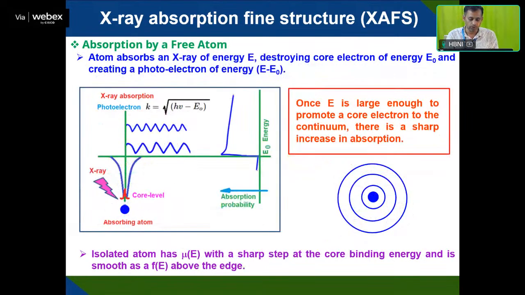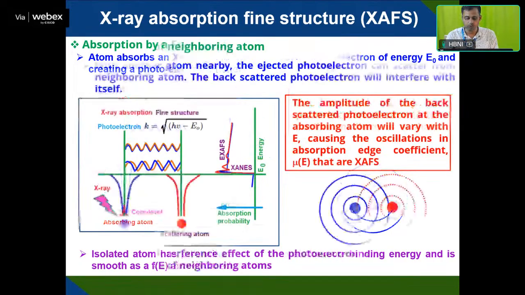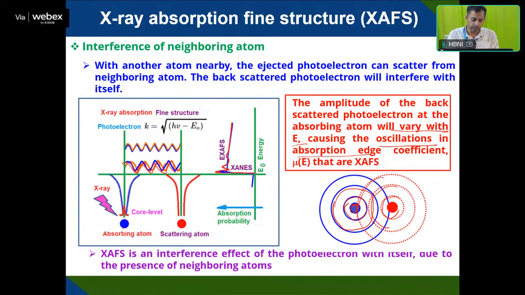In the previous case you see a sharp change like this. In the other case, when you have a neighboring atom, you see an interference like this being produced here. Where there is only a single observing atom, the blue one, you can see the sharp line.